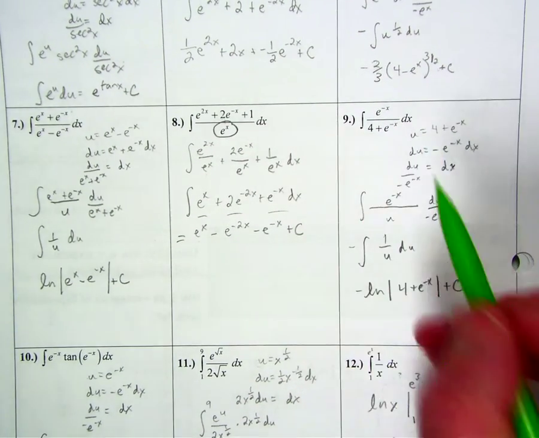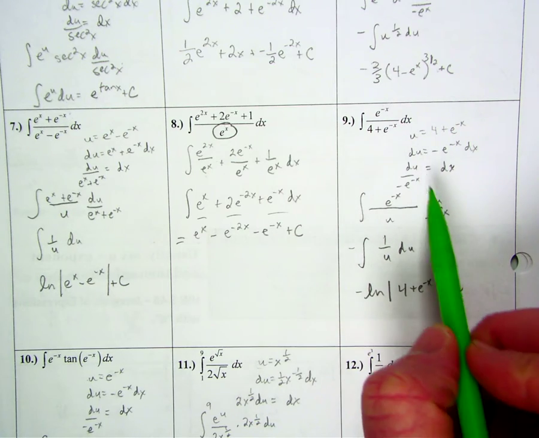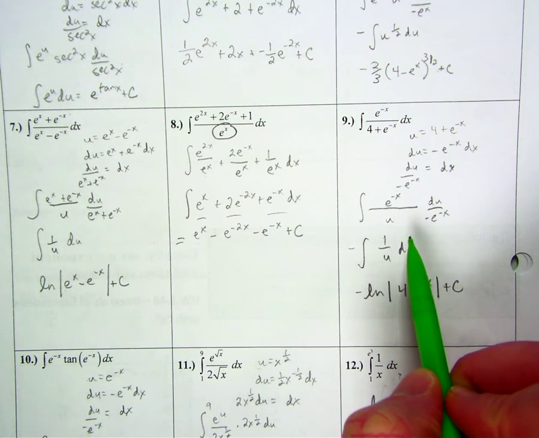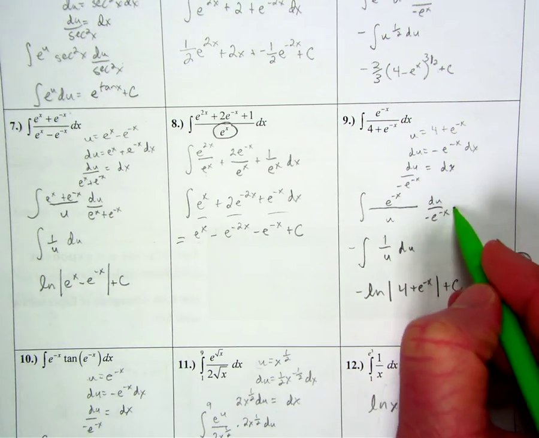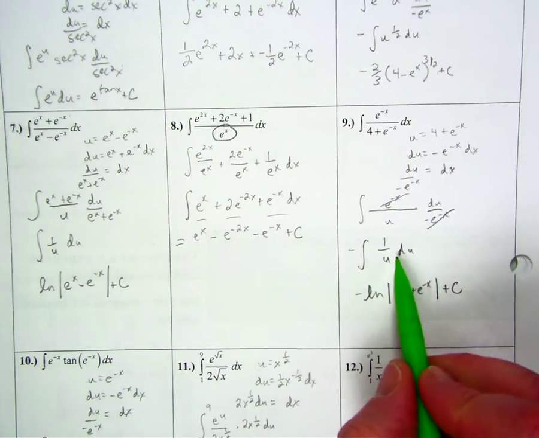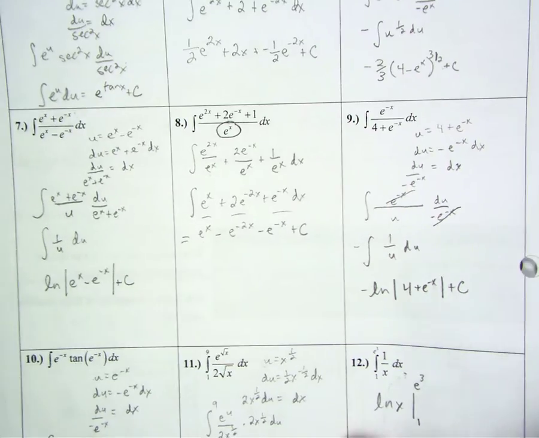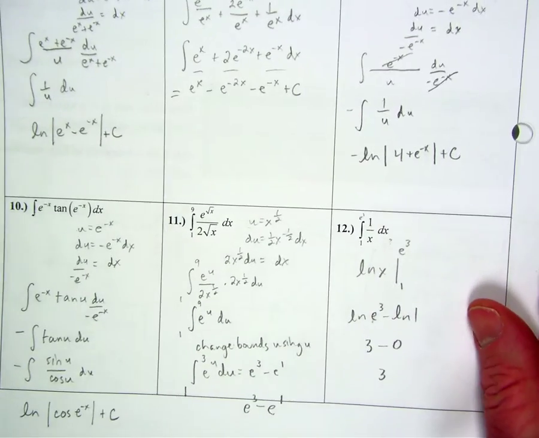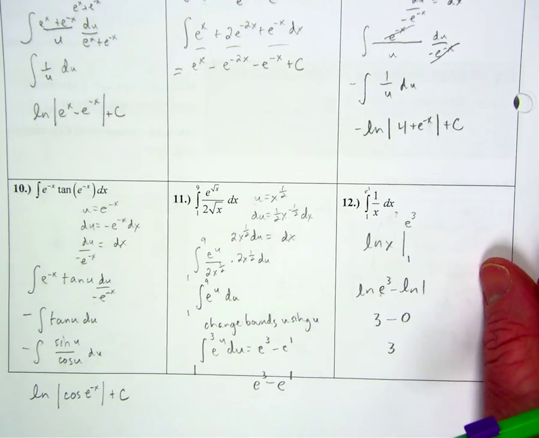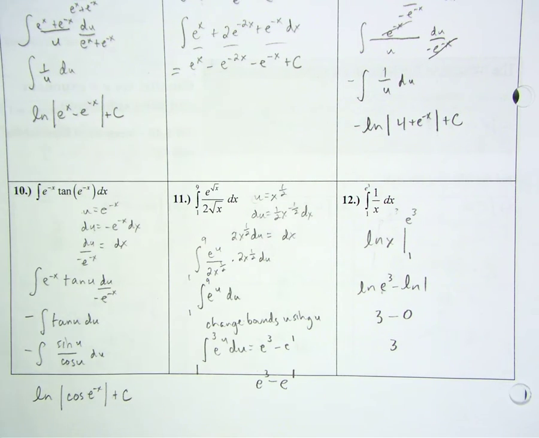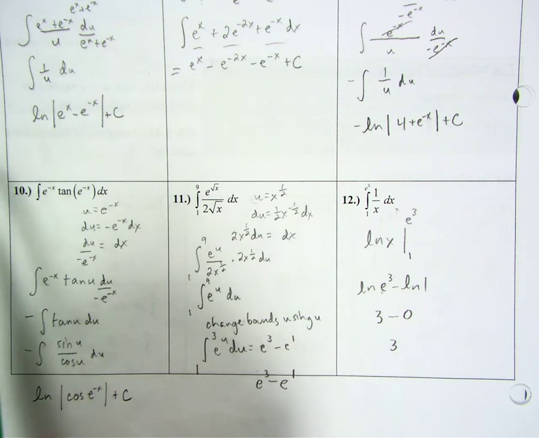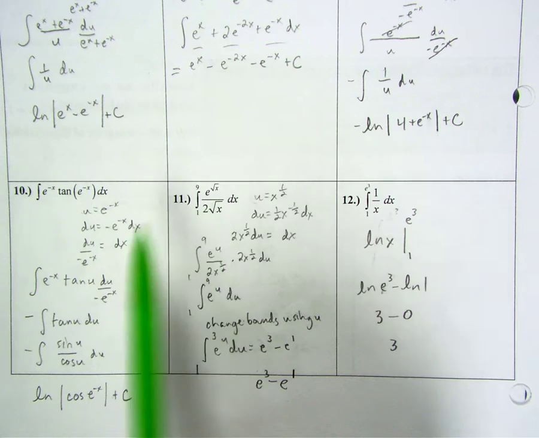On this one, we're going to let the denominator equal u, because we don't know what to do with that numerator. And you realize that the e to the x's cancel out, and you end up with a natural log. These are not bad, self-explanatory.